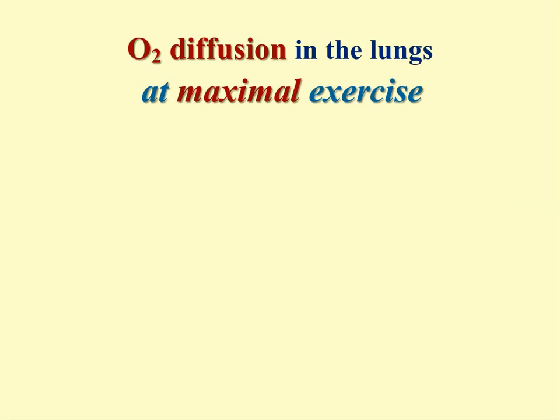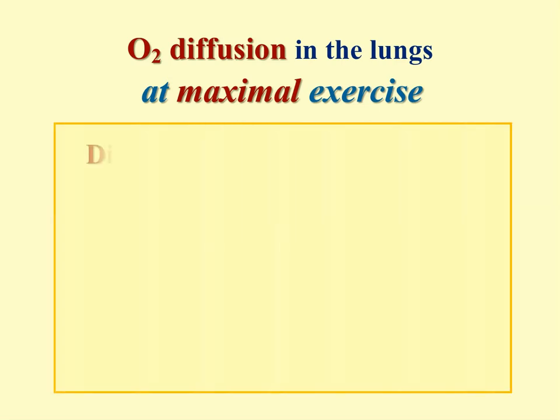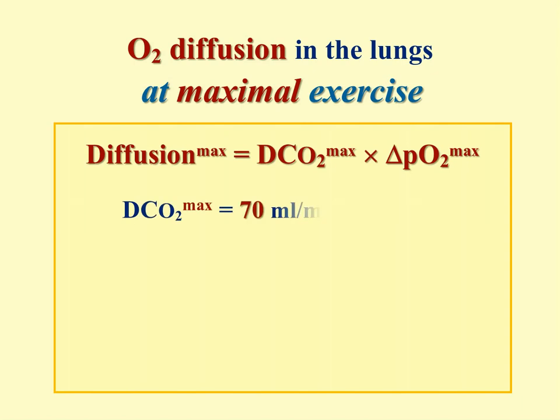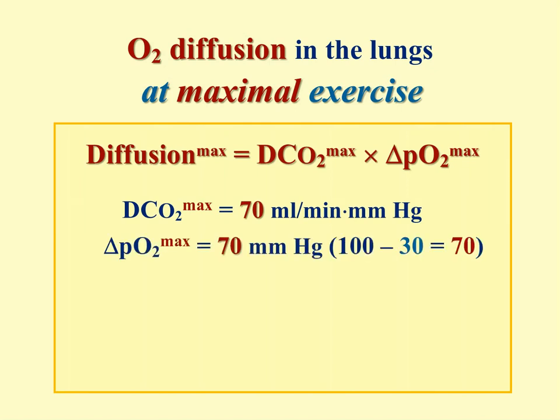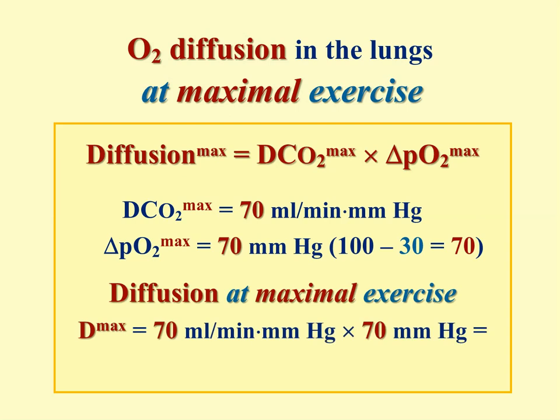Oxygen diffusion in the lungs at maximal exercise. Let's see, diffusion capacity maximal. We take now, which is up to 70. In some sources you may find 65, 68, 69. So when it's 69, I think we can round to 70 milliliters per minute. And maximal delta PO2 actually can be even slightly higher. But let's take this value 30 for venous blood, and so the difference in this case appears to be 70 millimeters mercury. And if we multiply these two 70s, milliliters and millimeters, then we get 4.9 liters per minute maximal diffusion.